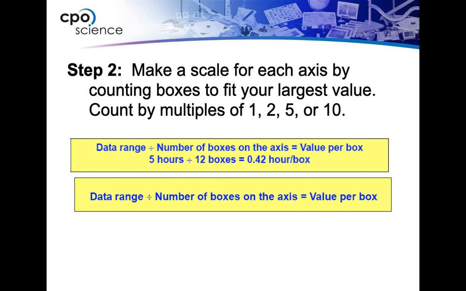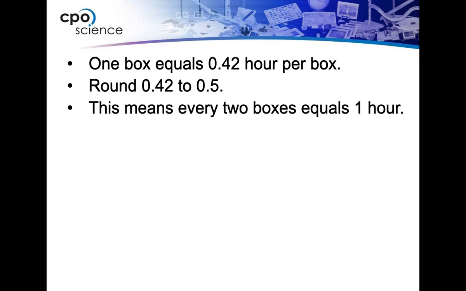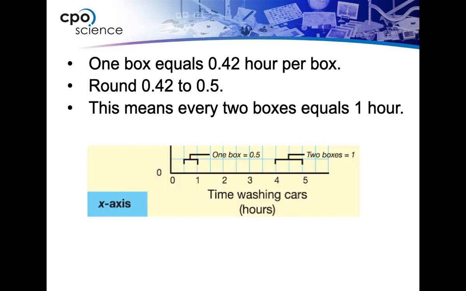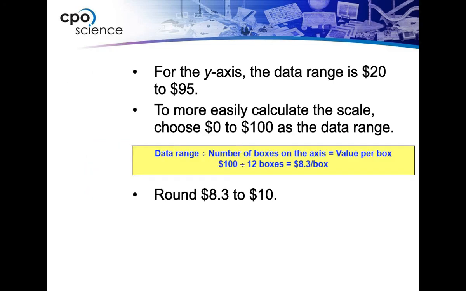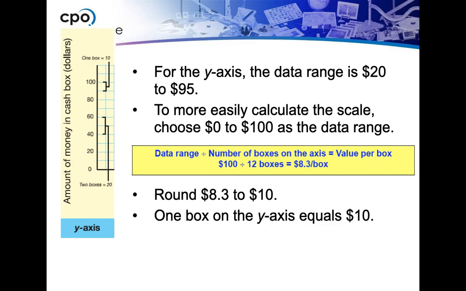Our whole goal when we're making graphs is they should be spread out. You shouldn't be just using one tiny corner of a graph. You want to take that data and spread it out to get the best picture possible. So your book walks you through an example of one that they do here and the value that they would have per box. So take the total range divided by the number of boxes, and that gives you the value per box. That's all you do.